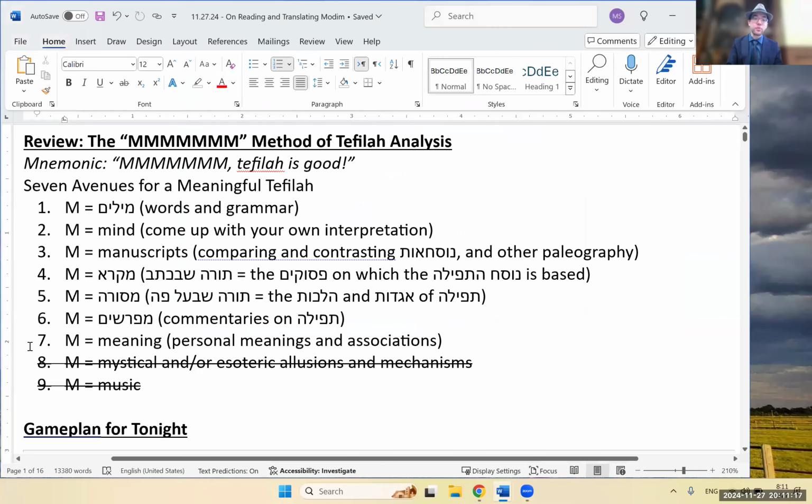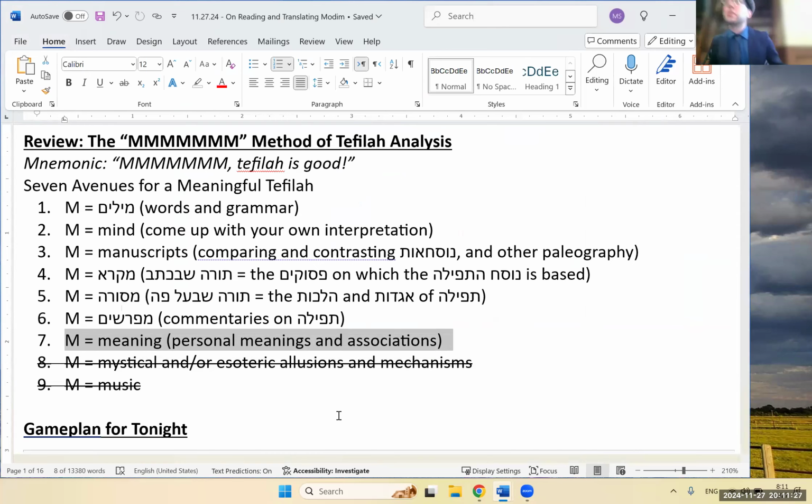Okay. And then the last one that I endorse is meaning, which is what I call personal meanings and associations. Now, I can only give examples of this. Well, okay, let me describe it first, which is that Tefilah is a personal subjective experience as well, even though it's geared around an objective reality. But like you have your own personal responses to it. So I think you should lean into those and use it for kavana.